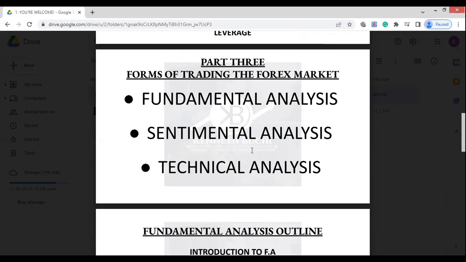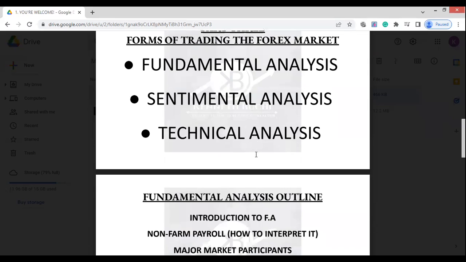These three forms of trading are the only three forms of trading. There are no other forms of trading. Now, you're going to be going deep into these forms of trading. You're not just going to be looking at their names and learning their information and their basics and all that.